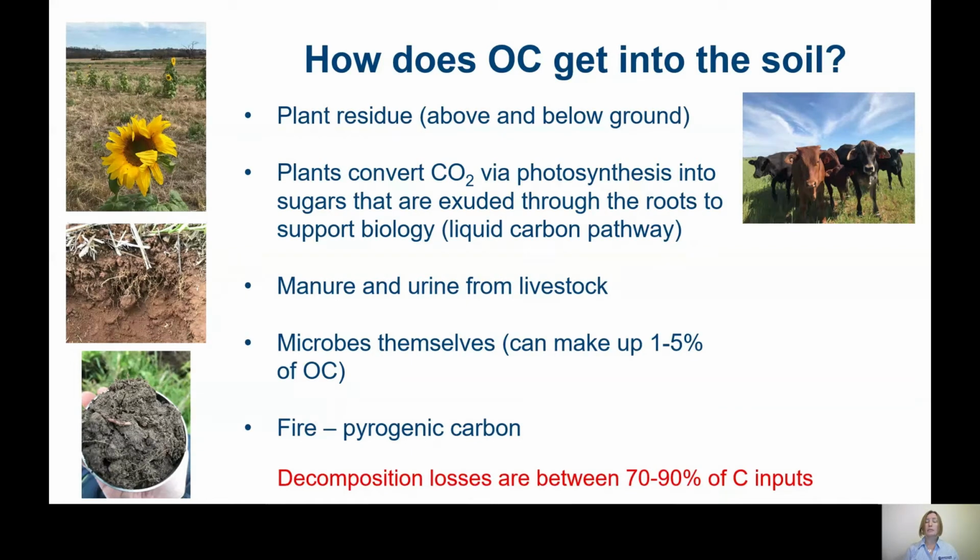But what we have to remember is that with the carbon inputs that we have, we also then have biological activity in our soils. And the activity of this biology starts to decompose the carbon that we have, and our losses can be between 70 to 90% of the carbon that we're actually inputting into the soil.